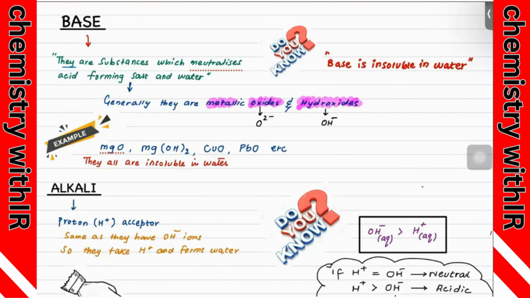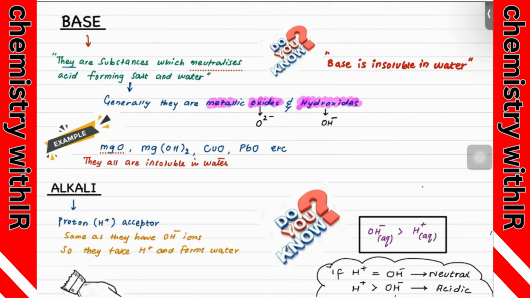But all bases are not alkali. Yes, because let's suppose ammonia is an alkali. Is this a base? Yeah, this is a base. But since it was dissolved in water, I gave the special name to this one, that is alkali. That's the difference between base and alkali. So they are proton acceptors. That's the definition of alkali. That's the proton acceptor.